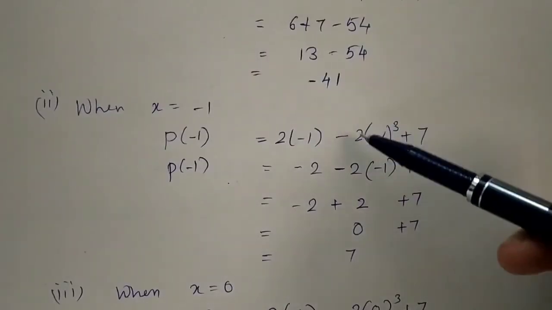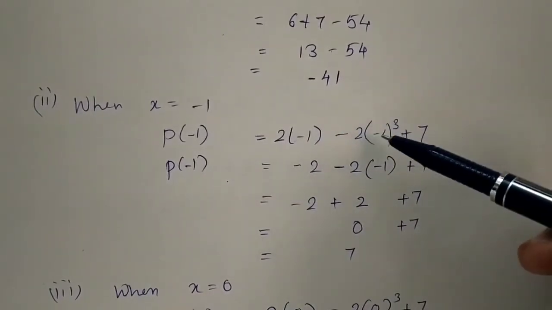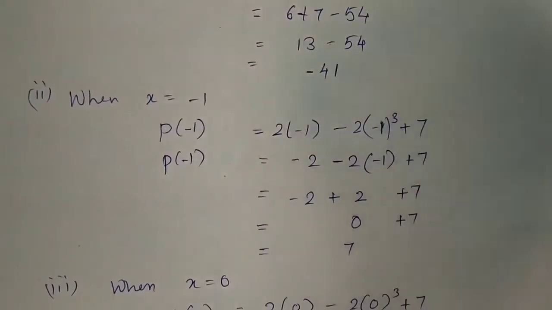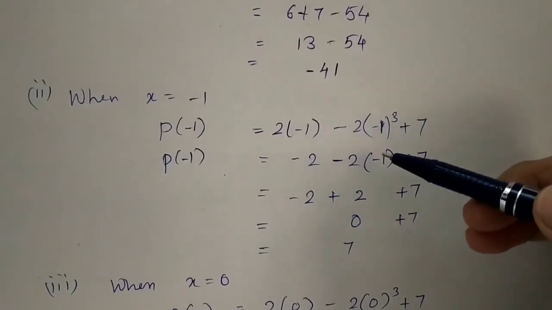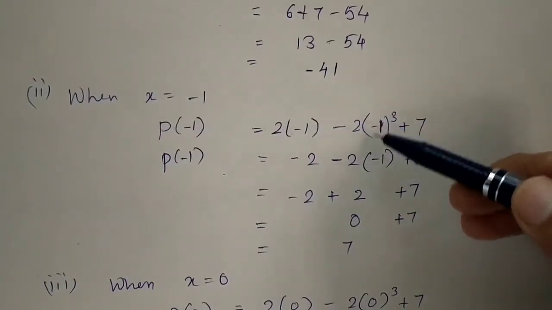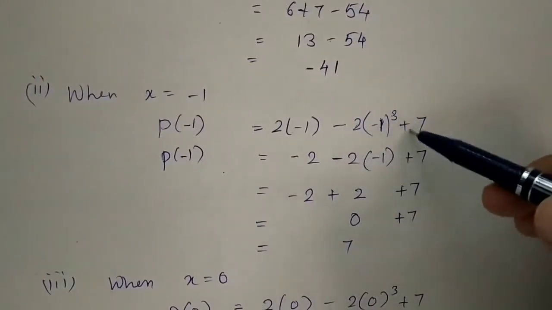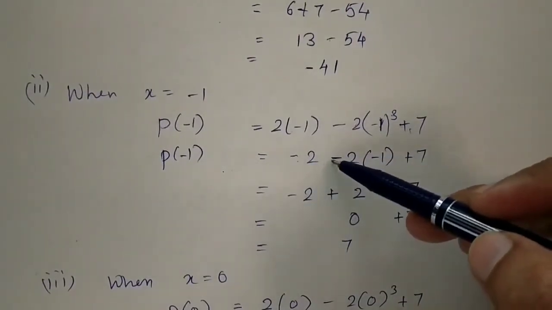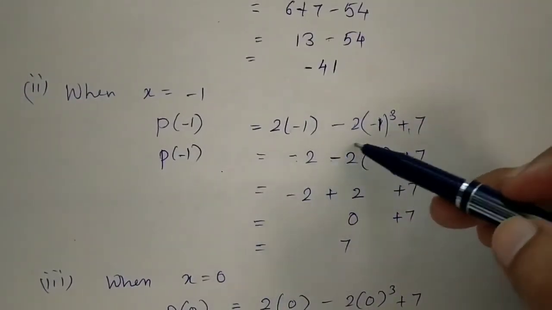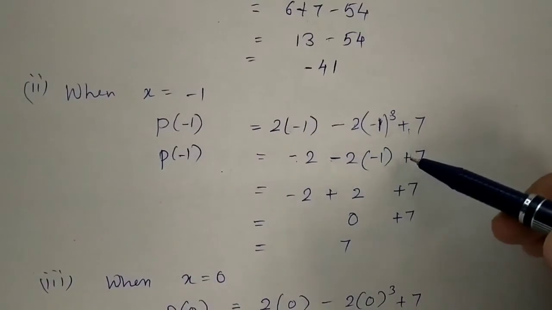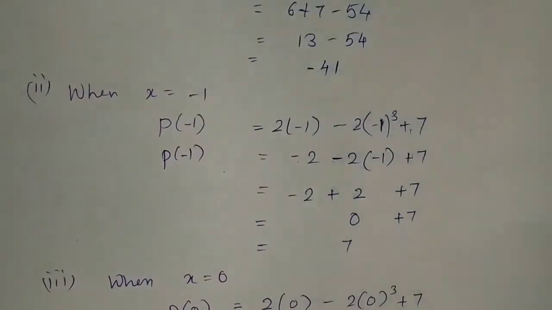First you have to solve the bracket. Minus 1 cube you will solve and then you will multiply with this. Now cube of minus 1 will be minus 1. I have told you, when the power is odd, then your answer will also have the negative sign, whatever sign it is having. So minus 1 plus 7. Now this is minus 2, minus into minus is plus, 2 ones are 2. We don't take the sign of the bigger number when we multiply. I hope you all know this. Plus 7. Now minus 2 plus 2 is 0 plus 7. So 0 plus 7 will be 7.